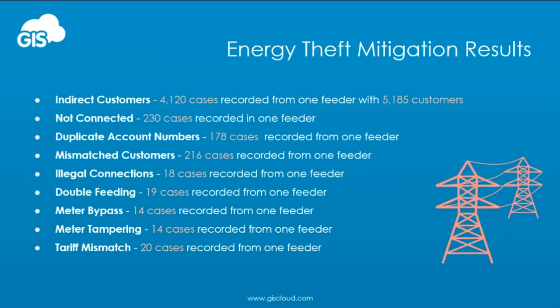Then we have tariff mismatch. Tariff mismatch, these are cases where a consumer will be on a different classification for payment than what is allowed. For instance, you find out a consumer that is using his premises for commercial activities and it will be billed as residential. So these are some of the cases we are able to resolve using asset registration and customer enumeration.